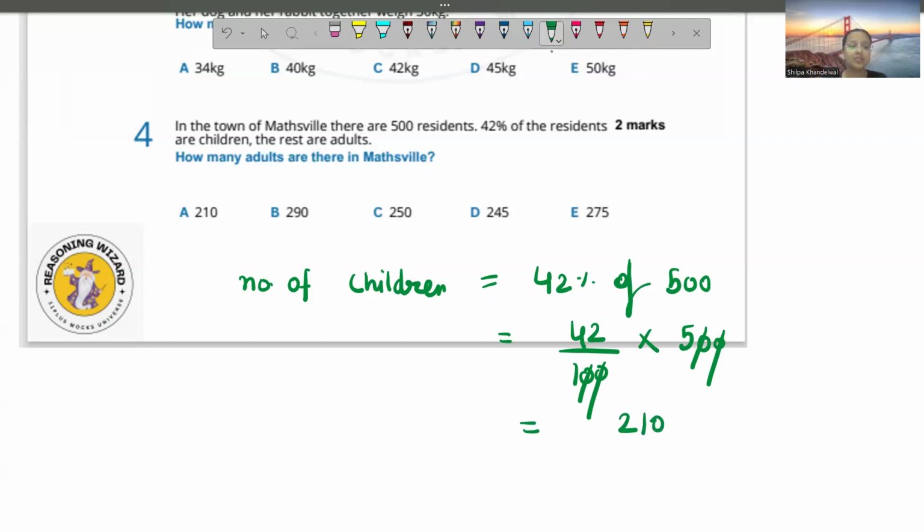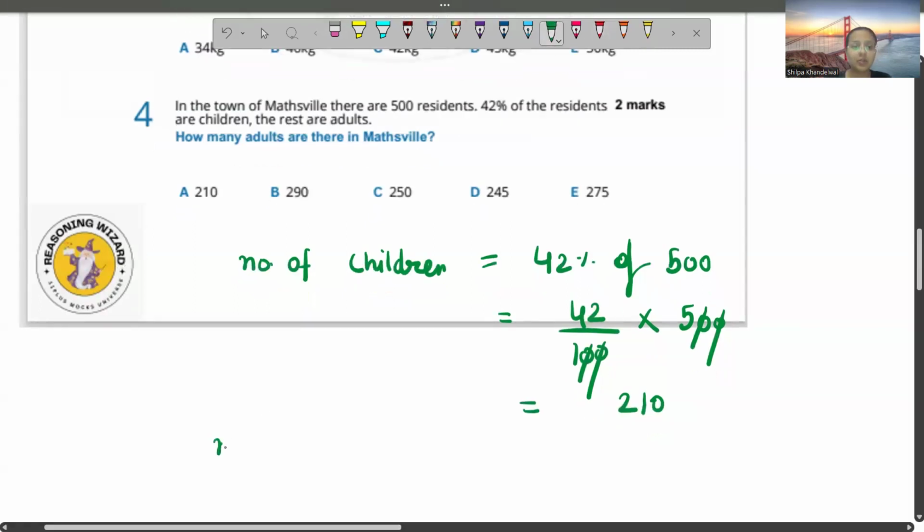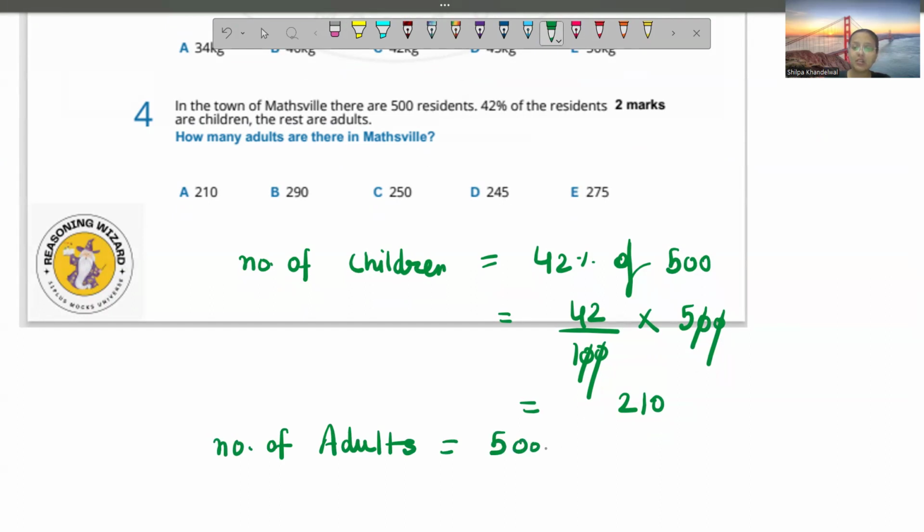Now all you have to do is, the total residents you already know, and they told you that the rest of the remaining residents are adults. So how will you calculate the rest of them? When you subtract the number of children from the total number of residents, right? And when you do so, it means you need to find the number of adults. And to do so, you have to do the total minus the number of children from the total.